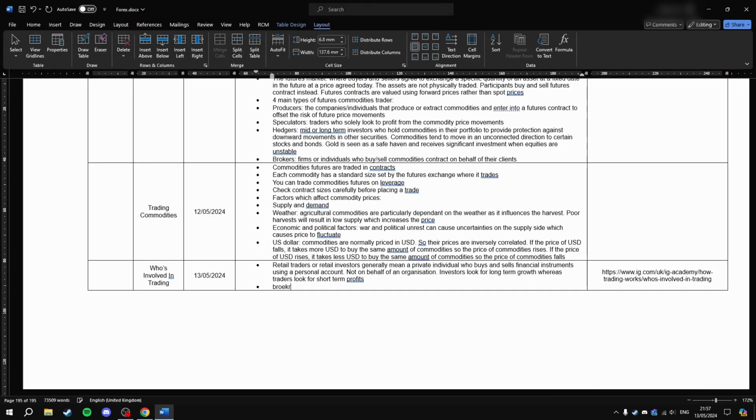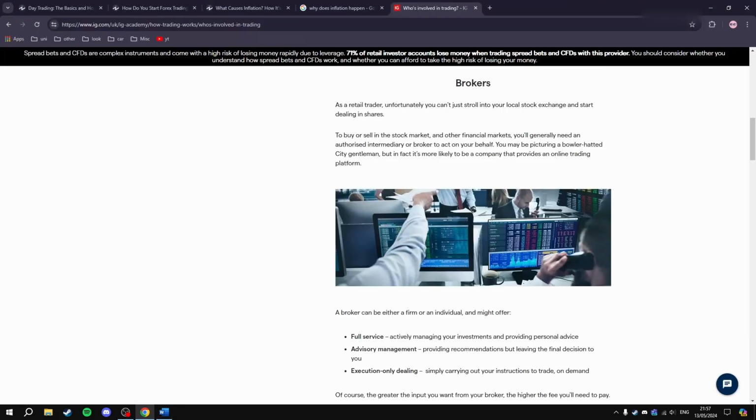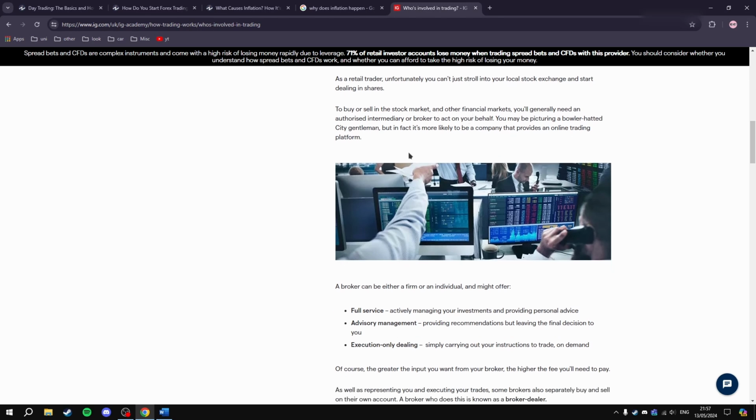Brokers. As a retail trader, unfortunately you can't just stroll into your local stock exchange and start dealing in shares. To buy or sell in the stock market and other financial markets, you generally need an authorized intermediary or broker to act on your behalf. You may be picturing a bowler-hatted city gentleman, but in fact it's more likely to be a company that provides an online trading platform.